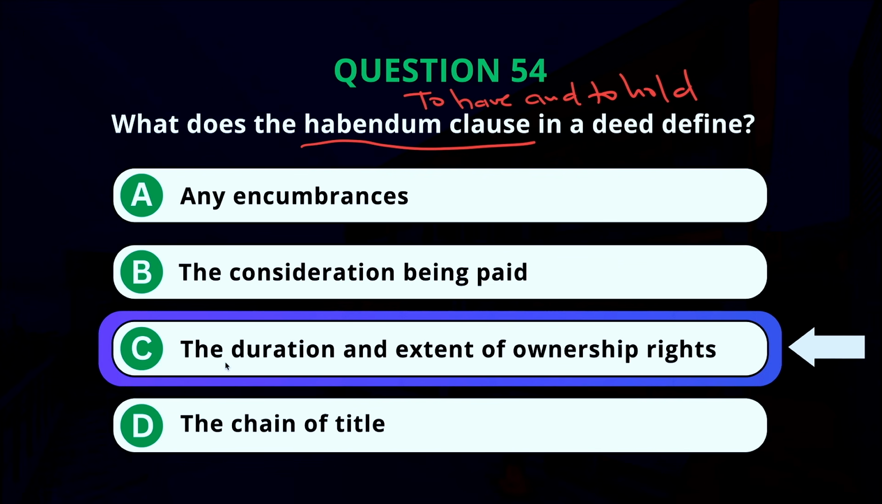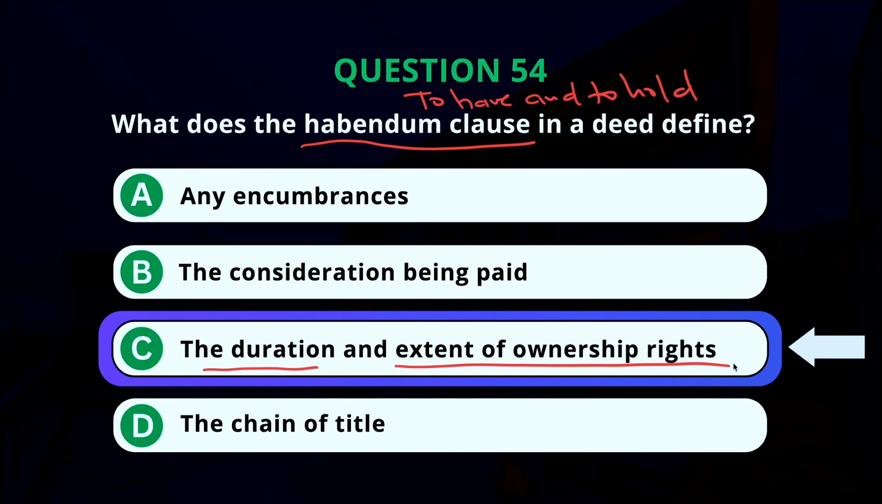So the habendum clause will define the duration and the extent of ownership. So it could say to have and to hold in fee simple absolute. Which means that it's this indefinite period of holding in fee simple absolute, the highest interest recognized. So the habendum clause casts a light, and the phrases coming immediately after the habendum clause are being defined as the duration and the extent of ownership.